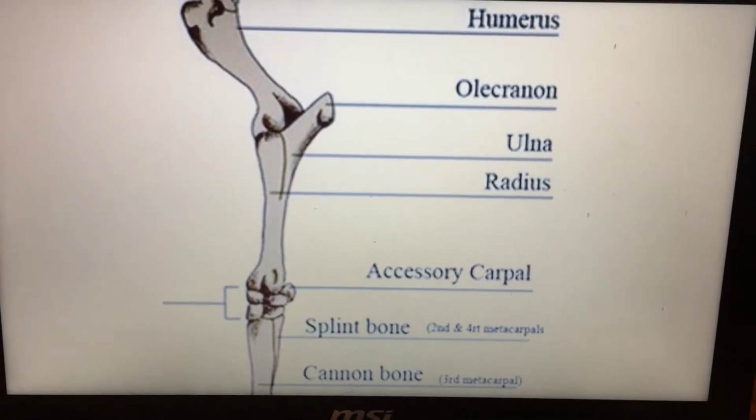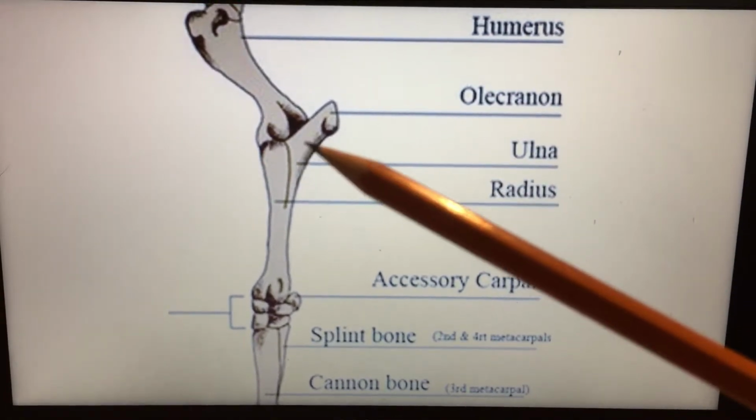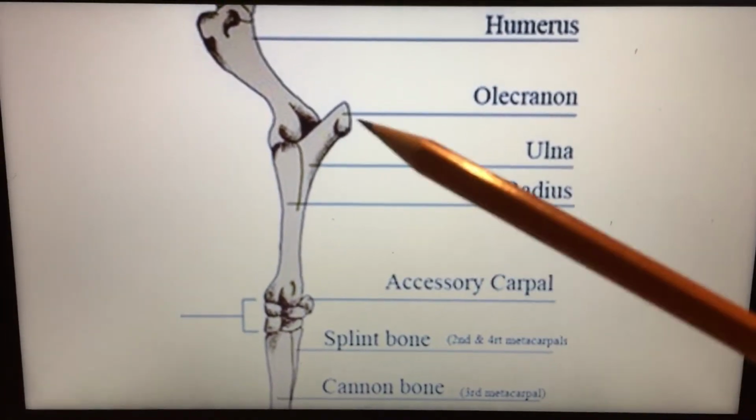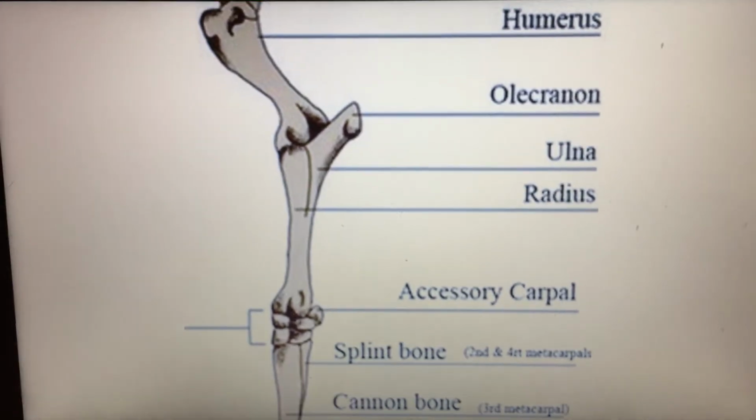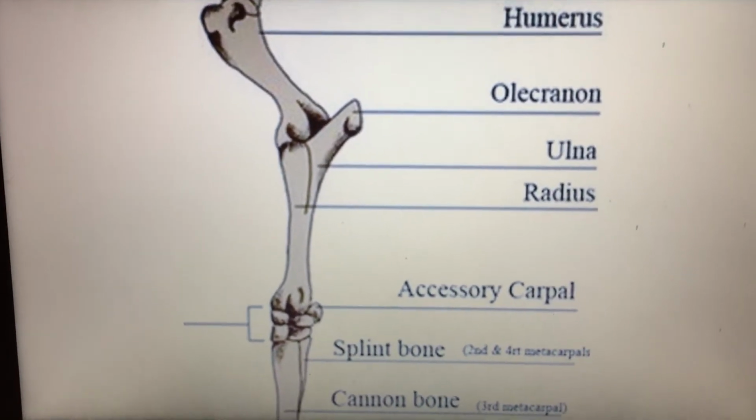The olecranon is actually another process. So right here in the elbow, that's another example of a process. So it's just a projection of bone.